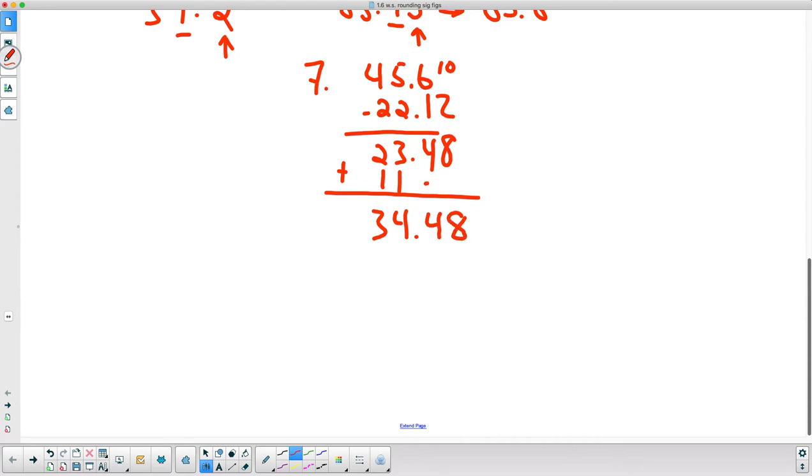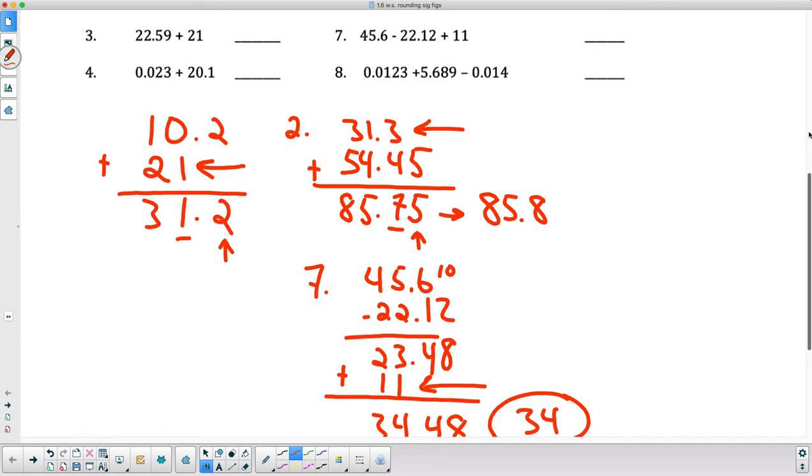34.48. And notice that my least accurate or my lower number of decimals is the ones place. So I'm going to round off at the ones place here. I'm going to check to see if 4 is 5 or higher, and it's not. So my answer should just be 34 for number 7. Okay? There we go. So for number 7, 34 is my answer. So that's how you round off with addition and subtraction.